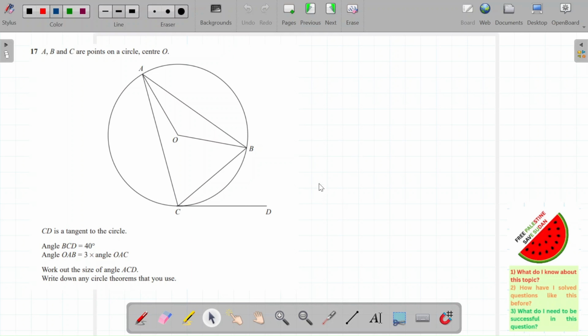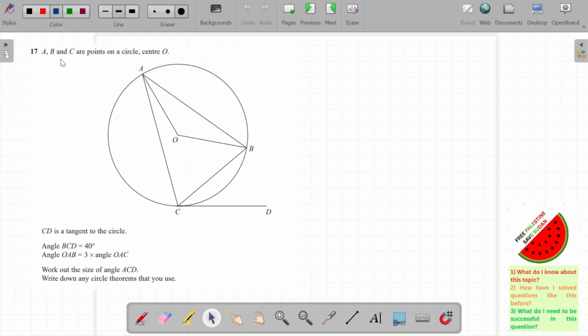Now before we get started, whenever we get a question like this, we're going to ask ourselves these three questions on the bottom right hand corner. So the first question is, what do I know about this topic? Second, how have I solved questions like this before? And the third question is, what do I need to be successful in this question? So I'm going to read the question first, and then we're going to answer those three questions.